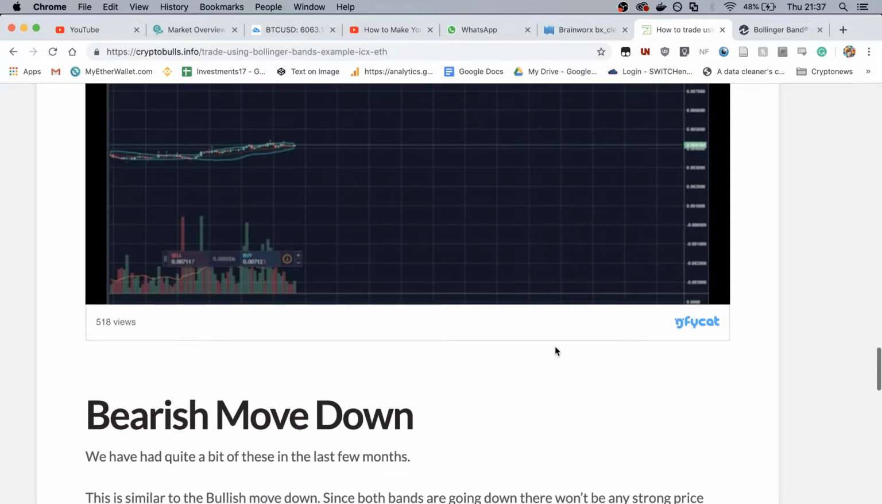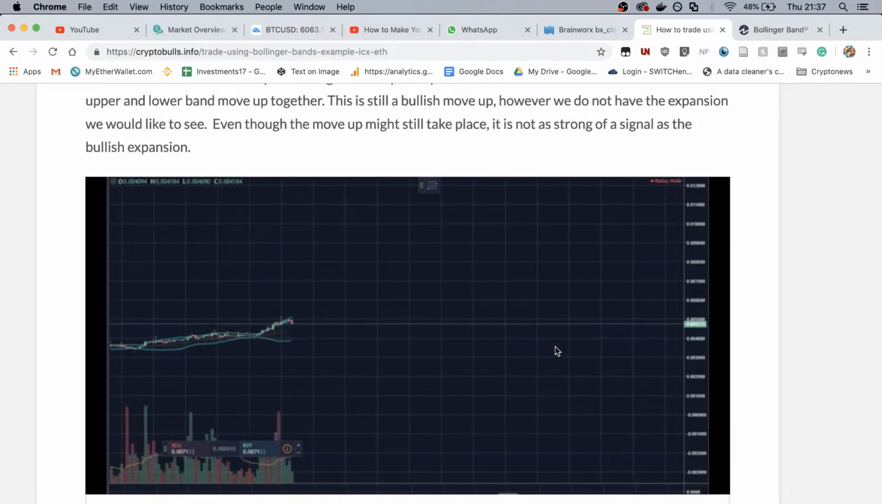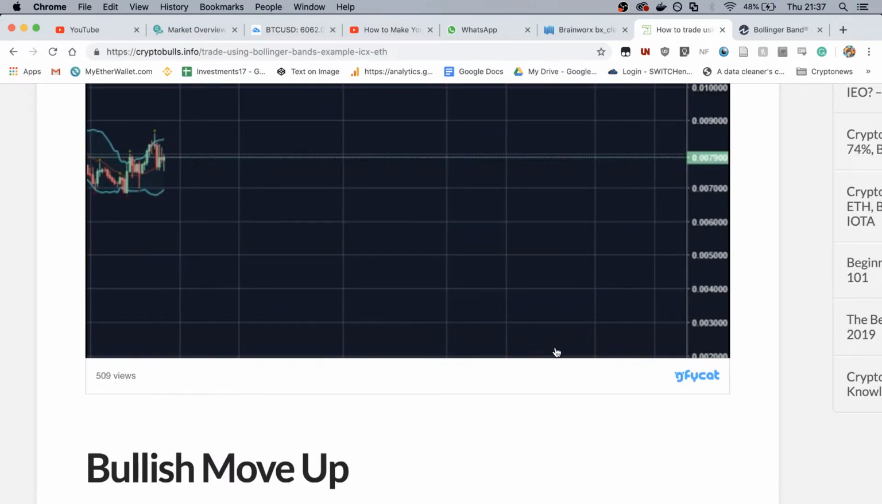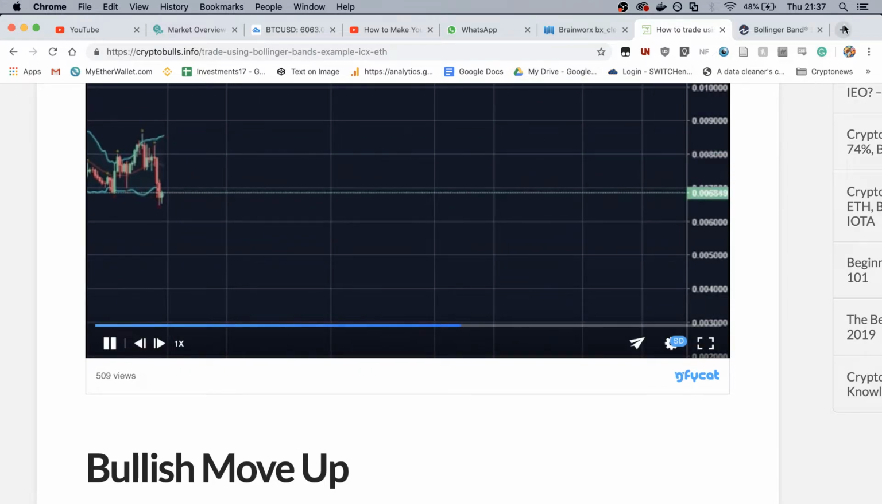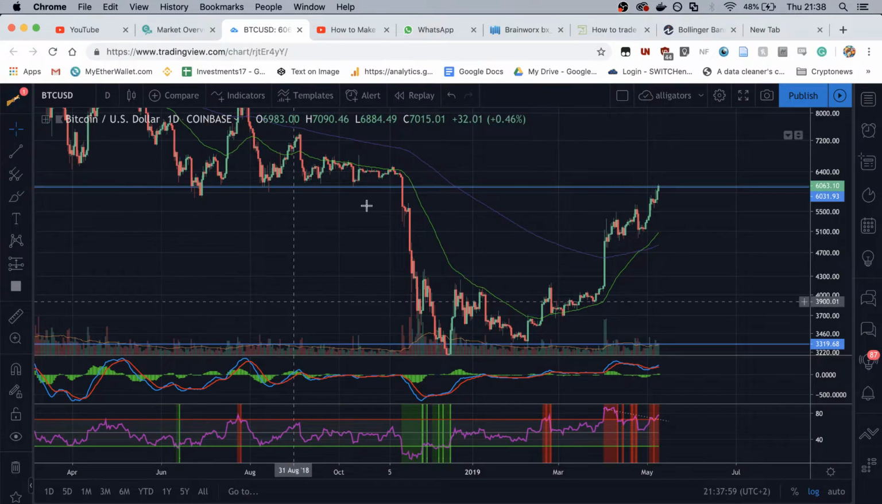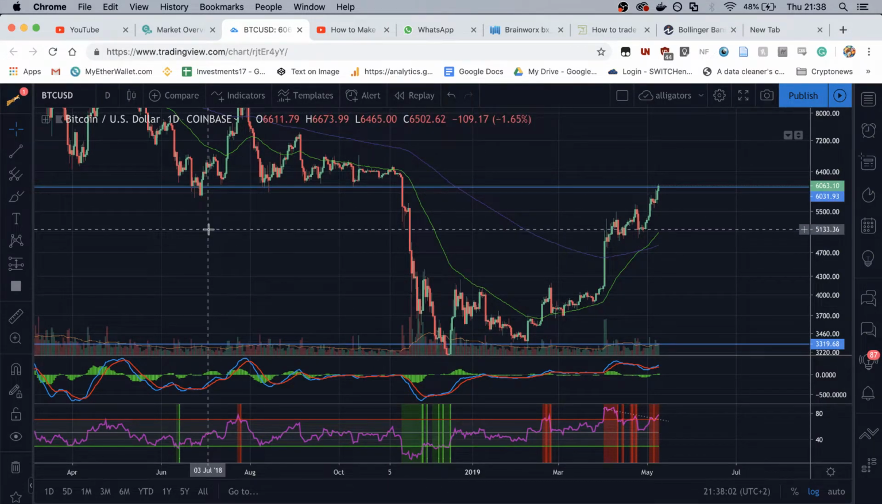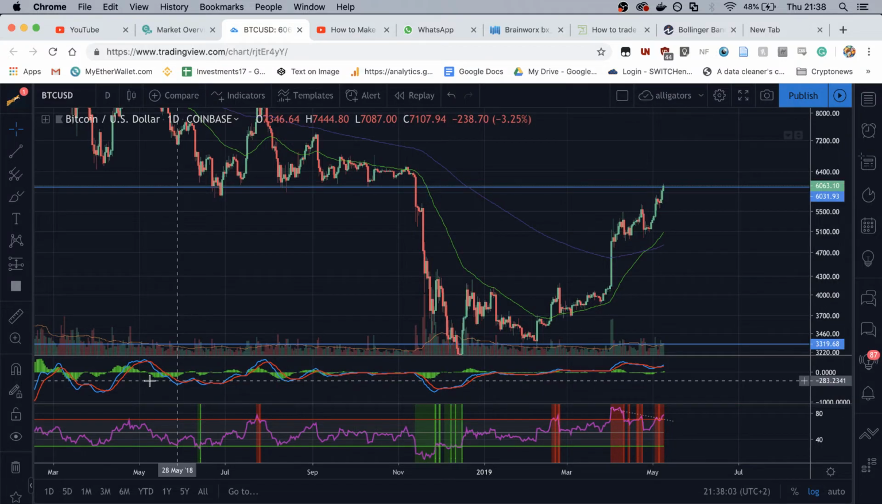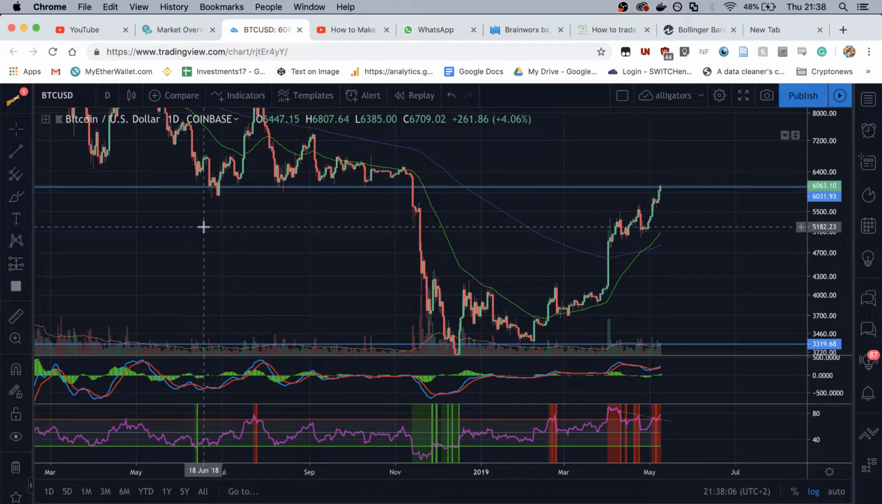That was it for the Bollinger Bands. Right before I go, maybe it might be useful to use that on TradingView. Here we've got the BTC USD chart, and I'll quickly show you how you can add the Bollinger Bands to your chart.